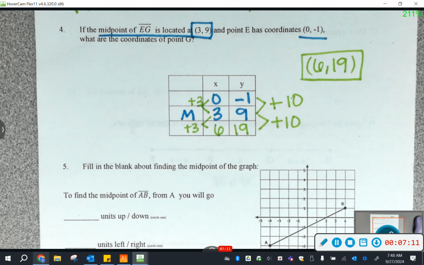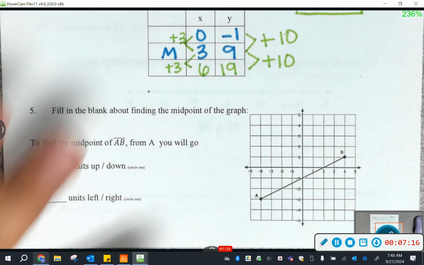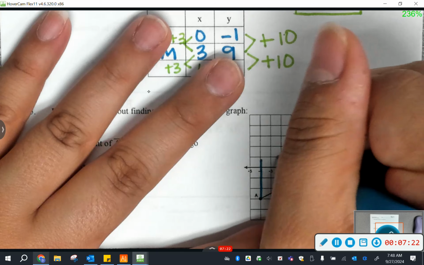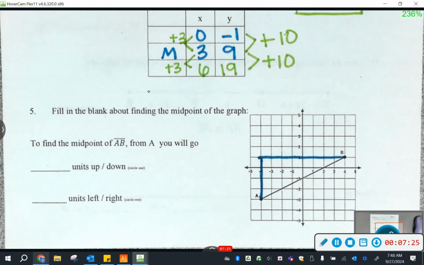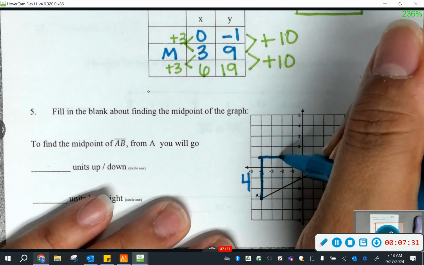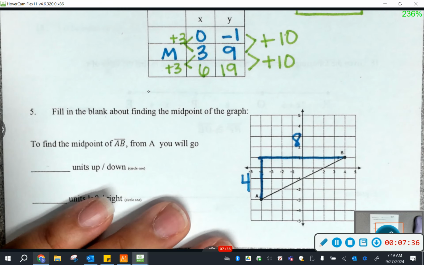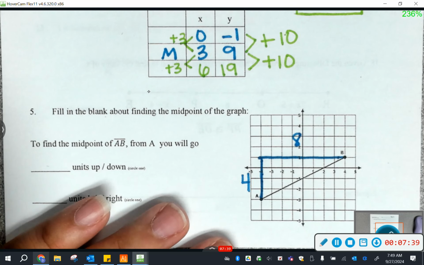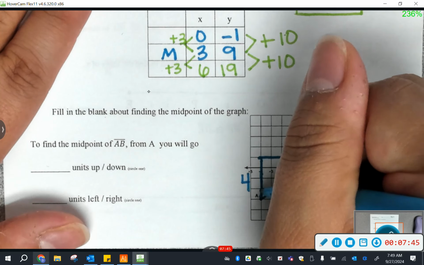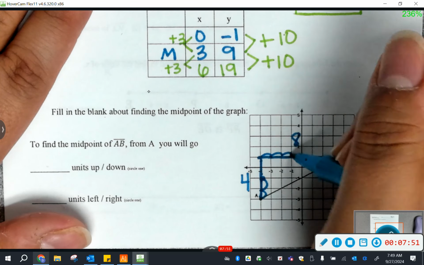How do I find the midpoint on a graph? What am I going to do on this graph to find the midpoint? Make a triangle. Now, when I make this triangle, do you agree this goes 4 and this goes 8? Am I going to go up 4 over 8 to find the midpoint? No, what are you going to do? Why 2? Because it's halfway. So I'm going to go up 2. And then how much am I going to go over? 4. 1, 2, 3, 4.